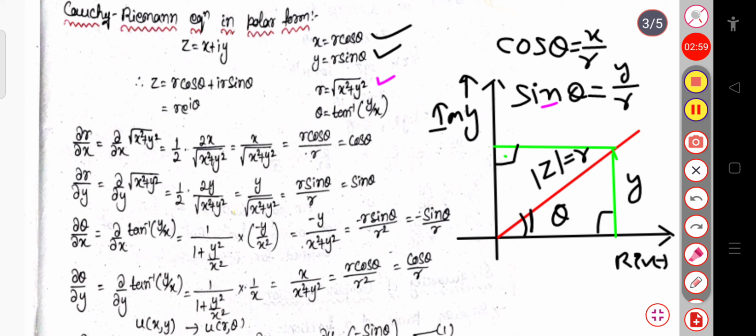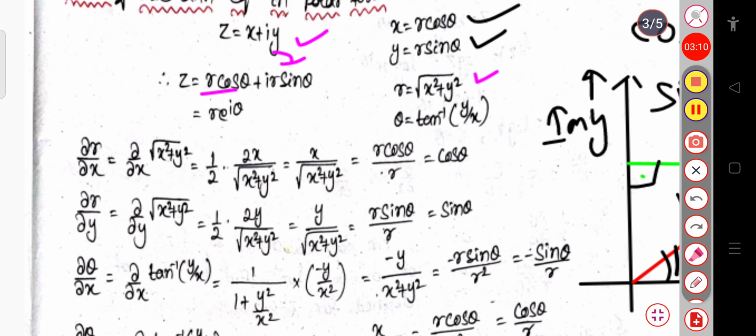Now we can write this complex number z equal to x plus iy. In place of x, if I write r cos theta, and in place of y I write r sin theta, the complex function can be represented as r cosine theta plus i r sin theta. If I combine this, r into cos theta plus i sin theta, then cos theta plus i sin theta becomes exponential i theta. We have already discussed this from Euler's formula. Now z equal to r exponential i theta.